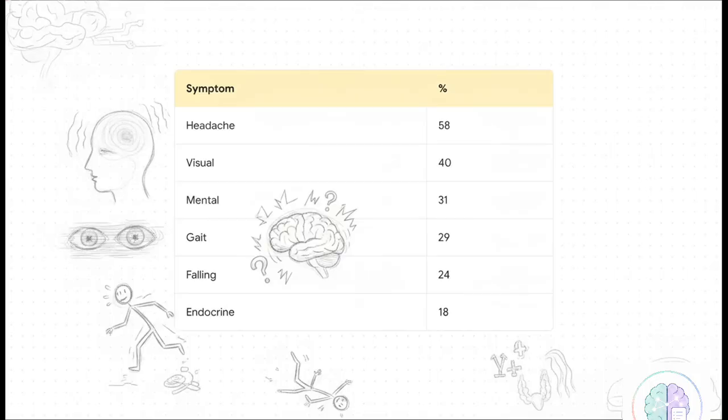So what does the data actually show for adult patients over 16? Well, headaches are the undisputed primary symptom here, affecting 58% of patients. And these aren't just any headaches. They have all the classic characteristics of elevated intracranial pressure. Next up, you've got visual disturbances at 40%, usually blurring or loss of visual acuity. Then we see this whole cascade of neurological impacts. Mental deterioration sits at 31%, gait disturbances and frequent falling hover in the 20s, and interestingly enough, endocrine disturbances show up in 18% of cases. That can include things like menstrual irregularities, hypothyroidism, and hirsutism.